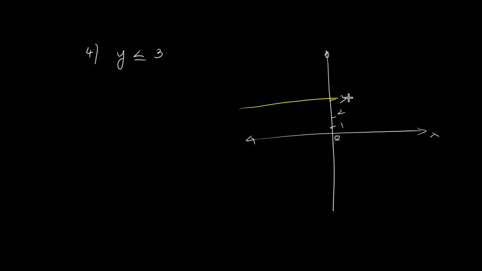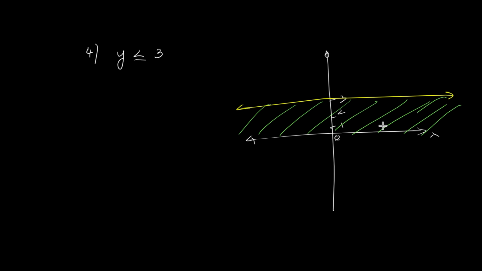Next example, y is less than or equal to 3. Draw a horizontal line at y equals 3. Because it says less than or equal to, we use a solid line. Less than means we shade below the line.